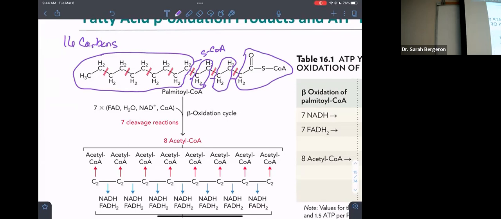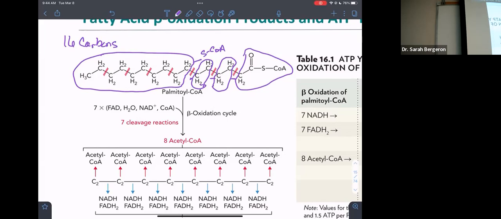3 FADHs, 3 NADHs. Okay, so just make sure that you can pick that out. Or if I give you a 12 carbon long chain, how many rounds of beta oxidation are you going to undergo? What are your products going to be? Right? All of that kind of stuff.